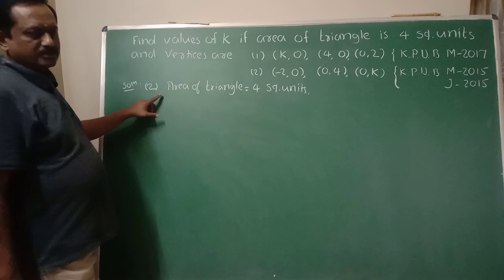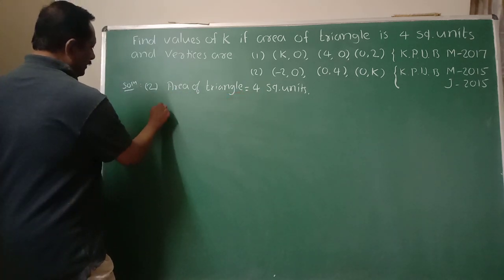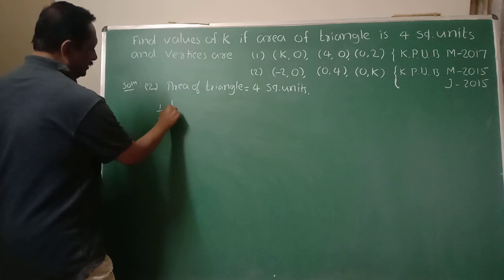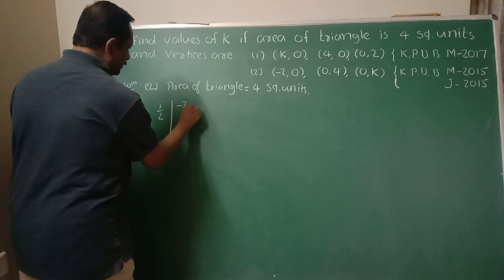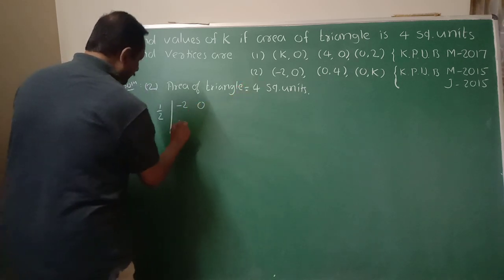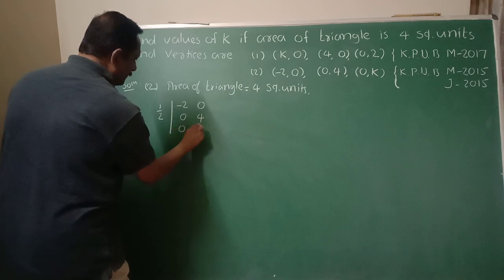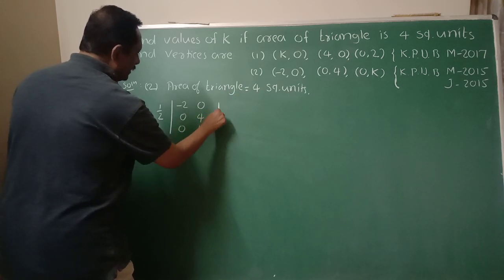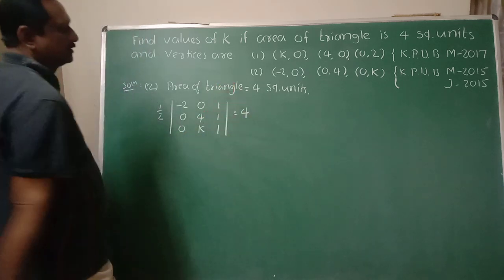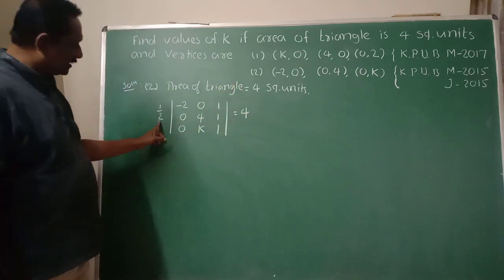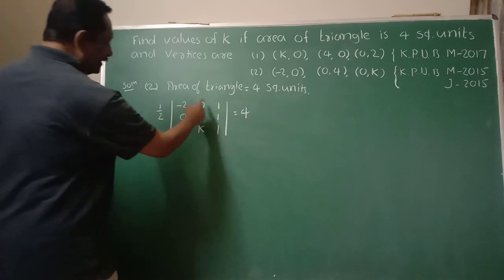In the second case also, area of the triangle is 4 square units here. Therefore 1 upon 2 into determinant of minus 2 0 1, 0 4 1, and 0 k 1, that is equal to 4 here. Here also take 2 that side here, 2 into 4 is 8 here, and expand this determinant here.